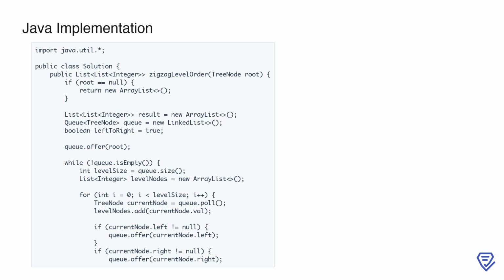Inside the while loop, we process each level, starting by determining the number of nodes at the current level using the queue's size. We also create a temporary list, level_nodes, to store the values of nodes at this level. For each node in the level, we dequeue it from the queue, add its value to level_nodes, and enqueue its left and right children if they exist.